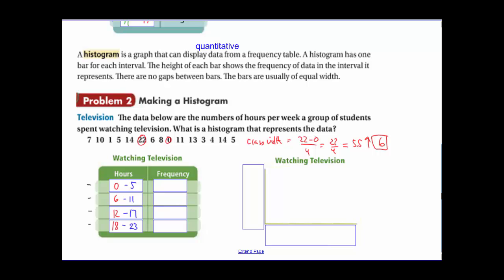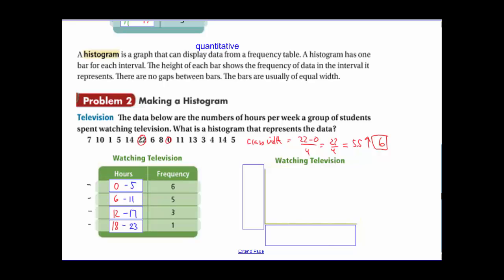Now we need to count. How many are from 0 to 5, 6 to 11, 12 to 17, and 18 to 23? Hit pause quickly. Go ahead, fill in the frequencies. Check back in a few seconds. Go. All right, welcome back. Frequencies from 0 to 5 hours of watching television: you should have 6, then 5, then 3, and then 1.